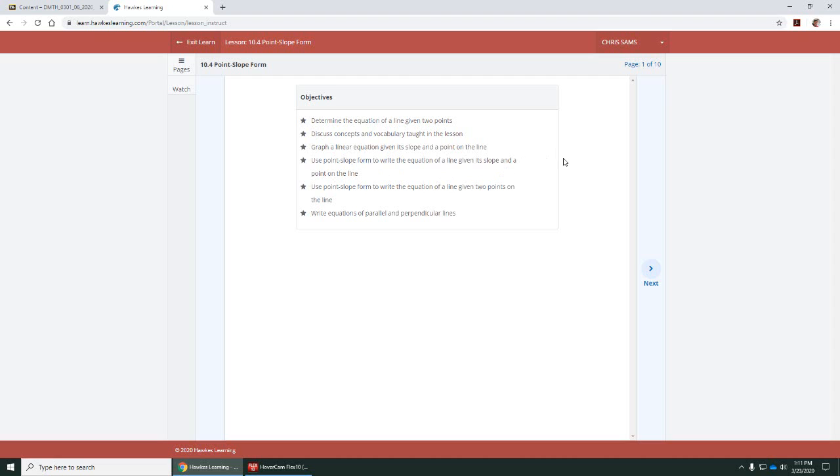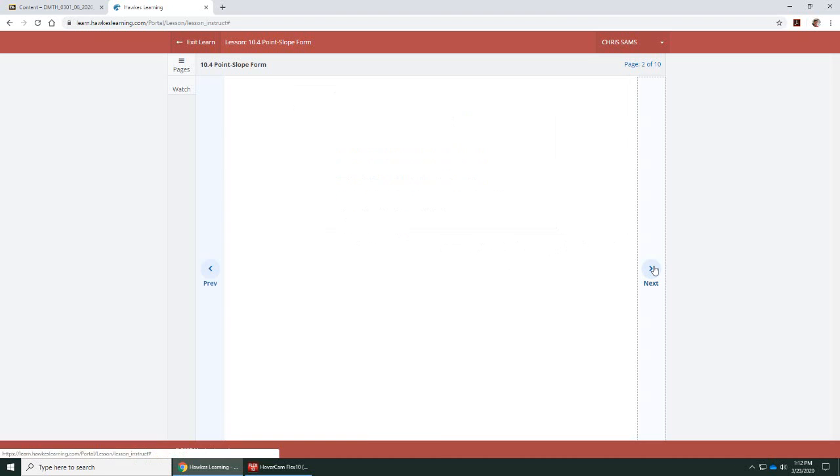We're going to use point slope form to write the equation of a line in slope and point slope form. We're going to use the point slope form to write the equation of a line given its slope and a point on the line. We're going to use point slope form to write the equation of a line given 2 points on the line, and we're going to write equations of parallel and perpendicular lines.